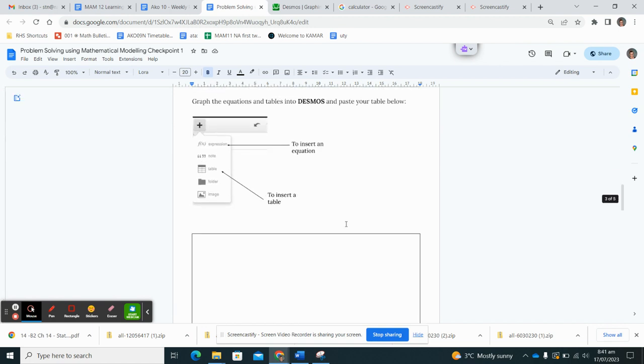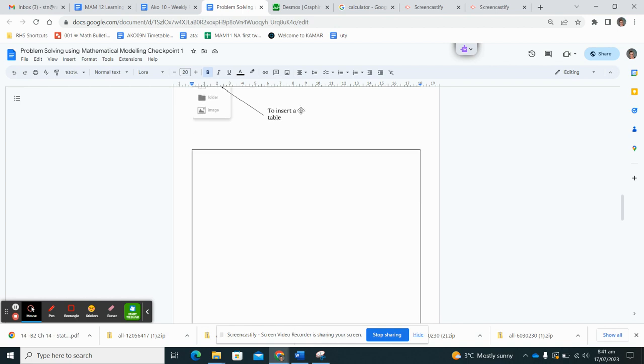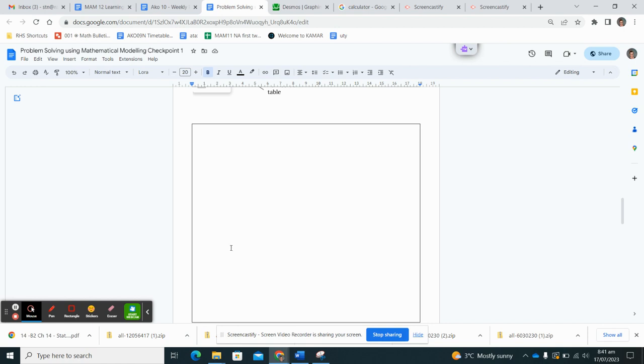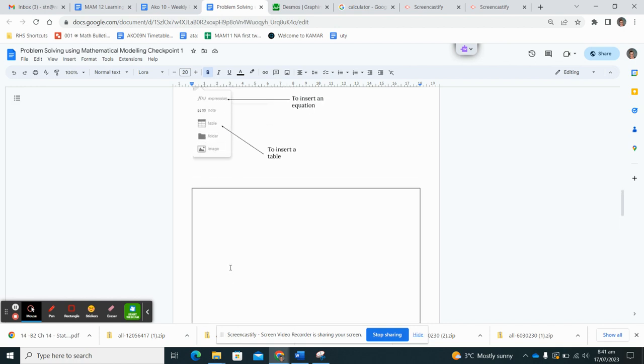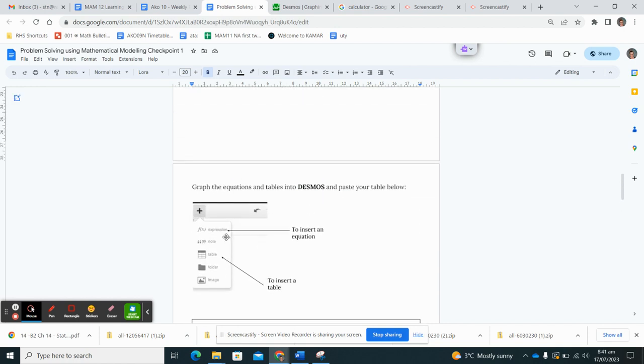Okay. Once you've got your data, you then need to create a table in Desmos for each of the different friends. Okay, and your first task would be to create a table for each person.